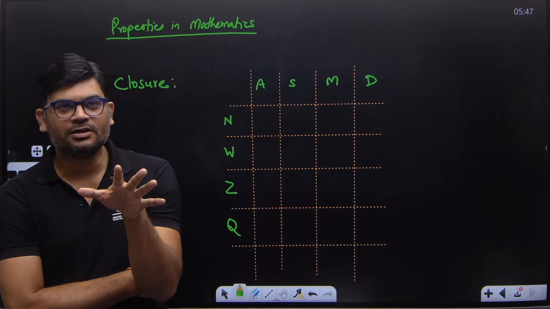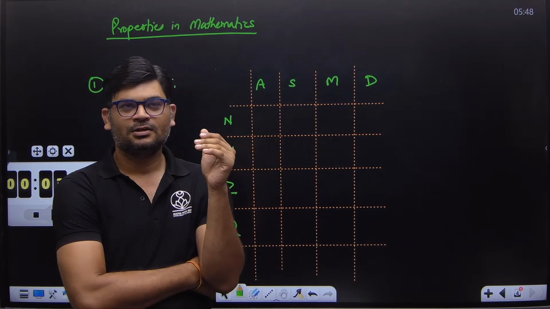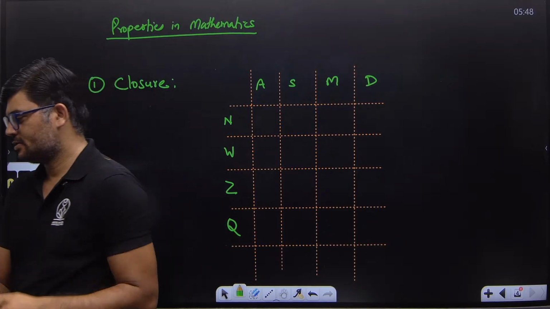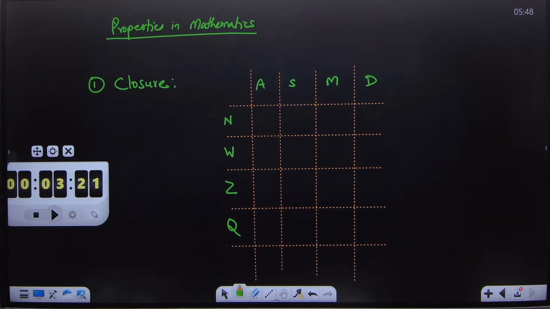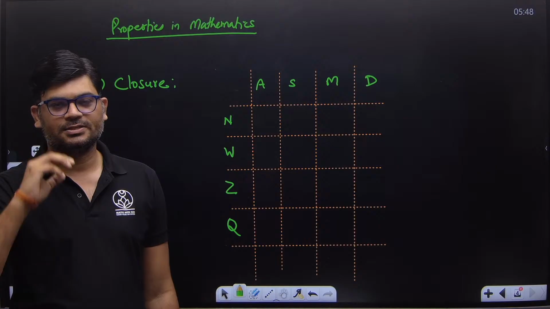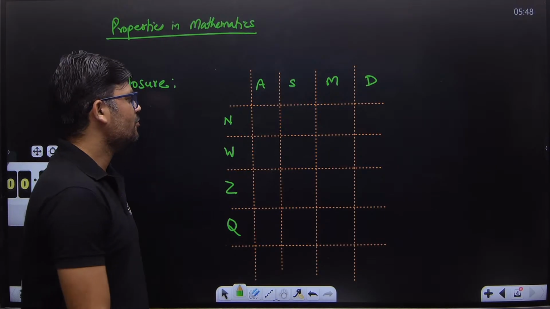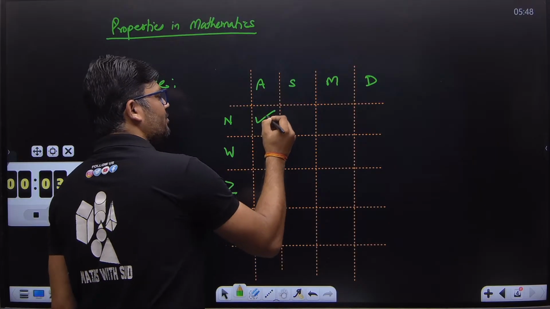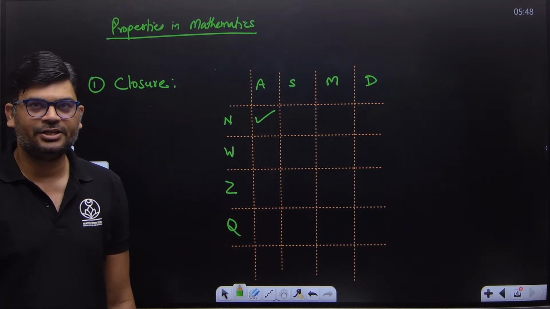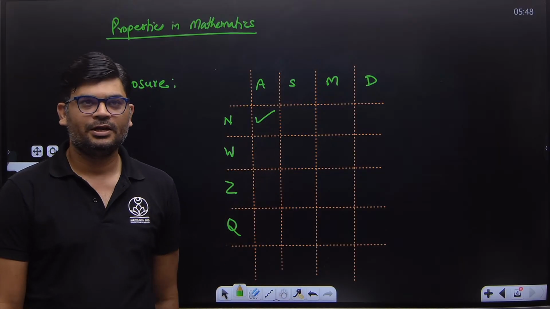You know what are natural numbers? The numbers starting from 1 to infinity. 1, 2, 3, 4, like this. Yes. So if you take any two natural numbers and add them, what is the result you are going to get? Is the result also a natural number, or something else? It's also a natural number. So we will say that natural numbers are closed under addition.